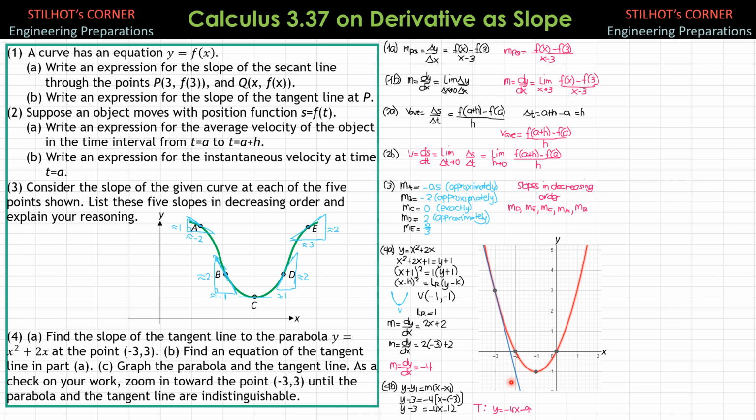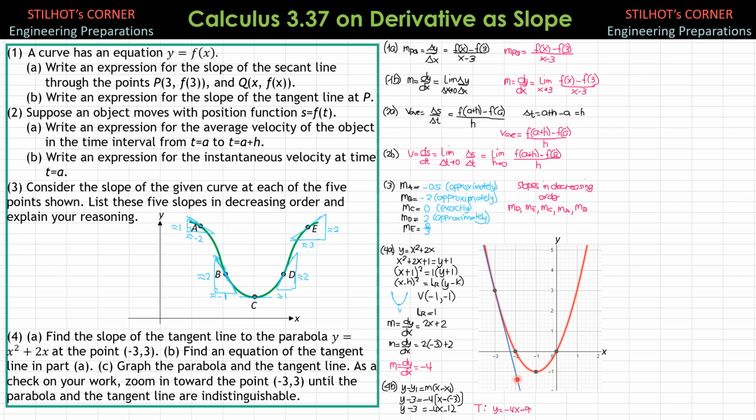The equation of the tangent is the equation of a line, y minus y1 equals slope times quantity x minus x1. This is the point-slope form of the equation of a line. So the y coordinate is 3, so y minus 3 equals slope negative 4 times quantity x minus x1, negative 3. So y minus 3 is negative 4x minus 12. Simplifying, the equation of the tangent is y equals negative 4x minus 9. And this is the graph.